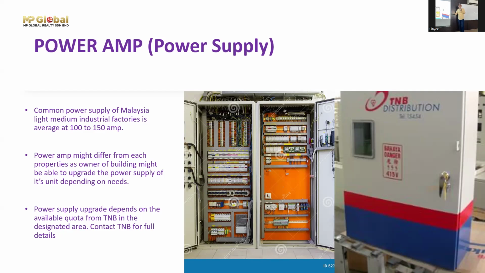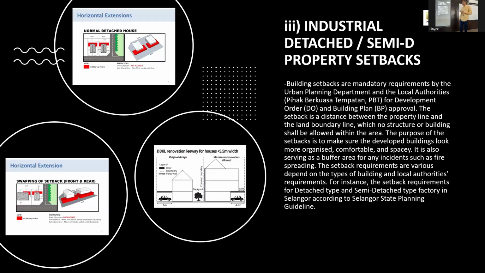Sometimes, for example, in the future you want to use a mini factory, and your factory only has about 150 amp, but the space you rent needs 300 amp. So what should you do? It is still possible, but you need to check with TNB for that area first. It's able to upgrade, right? Okay.